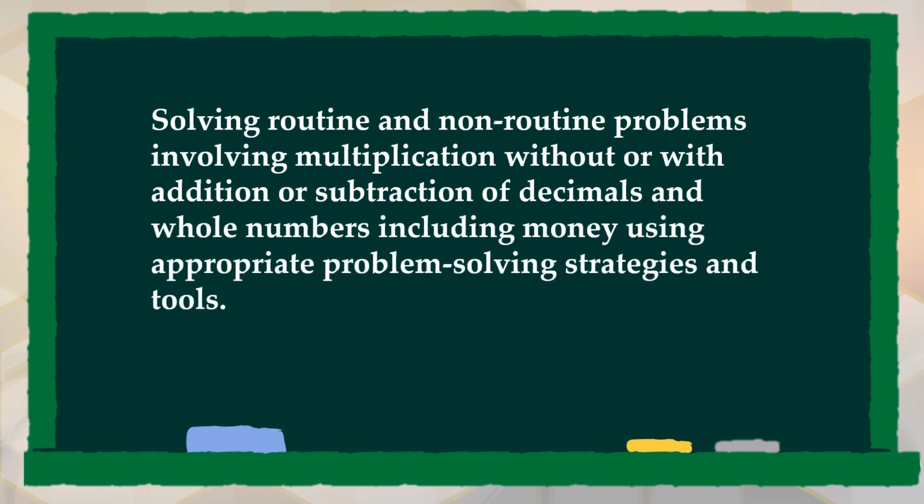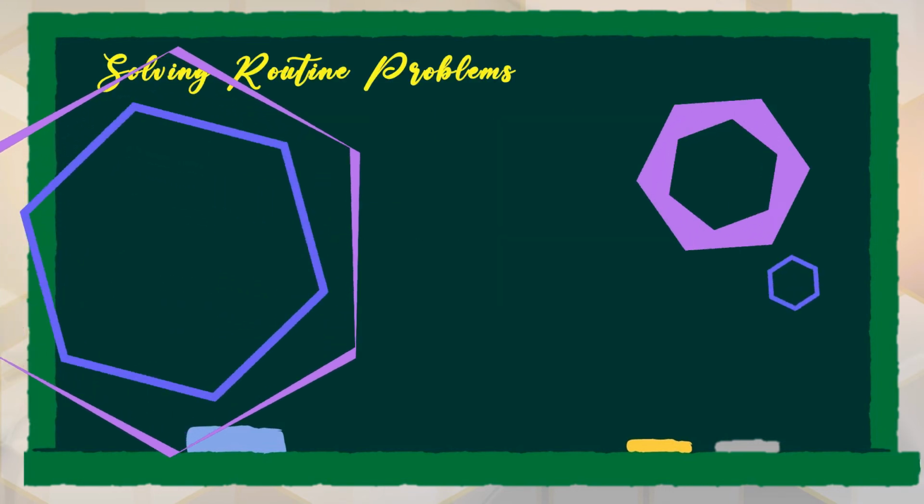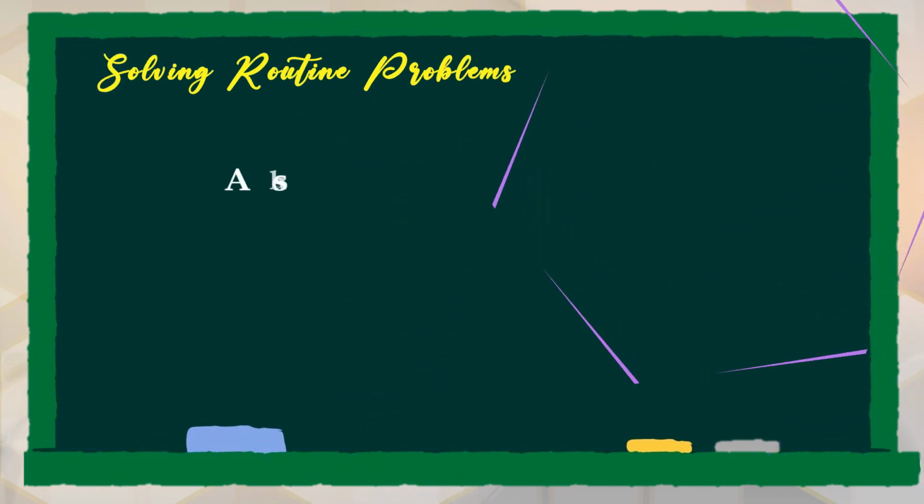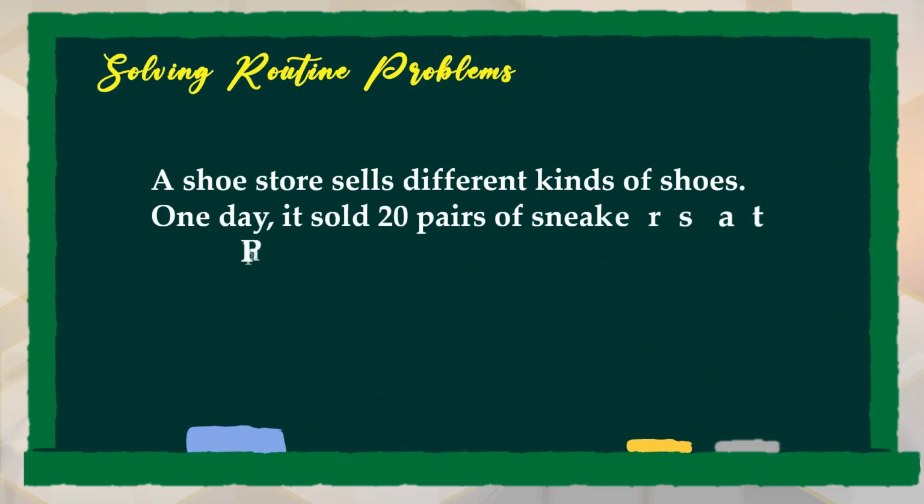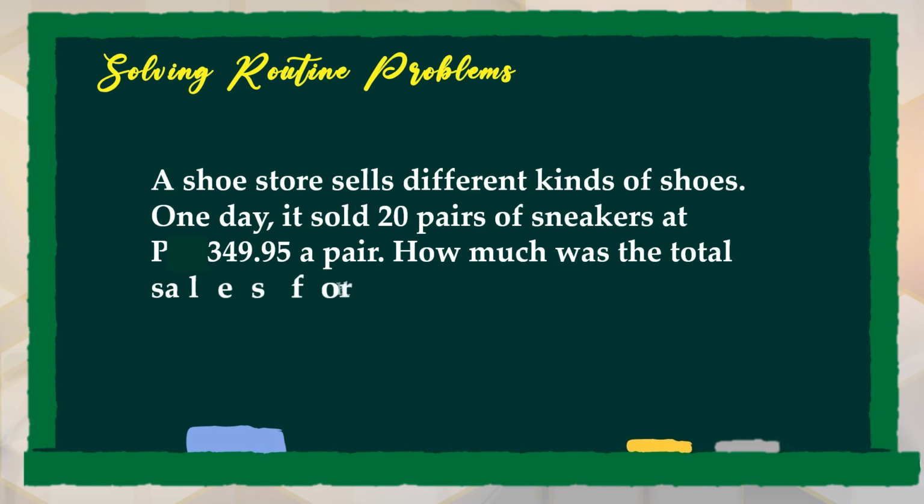Let us proceed to our next topic, solving routine and non-routine problems involving multiplication without or with addition or subtraction of decimals and whole numbers, including money, using appropriate problem-solving strategies and tools. This time, let's try to answer this routine problem. A shoe store sells different kinds of shoes. One day, it sold 20 pairs of sneakers at 349 pesos and 95 centavos a pair. How much was the total sales for the sneakers?